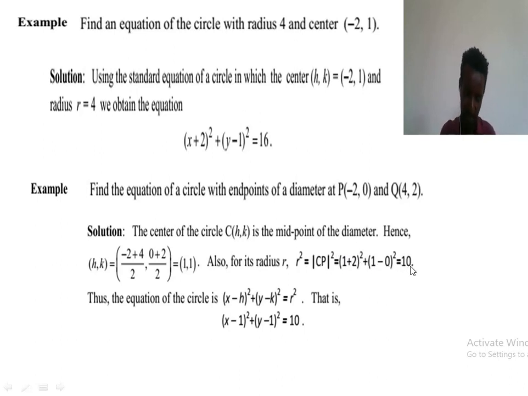Therefore our r square is 10, which means our radius r is square root of 10. Anyways, the equation of a circle using the formula (x - h) whole square plus (y - k) whole square is equal to r square gives us (x - 1) whole square plus (y - 1) whole square is equal to 10.